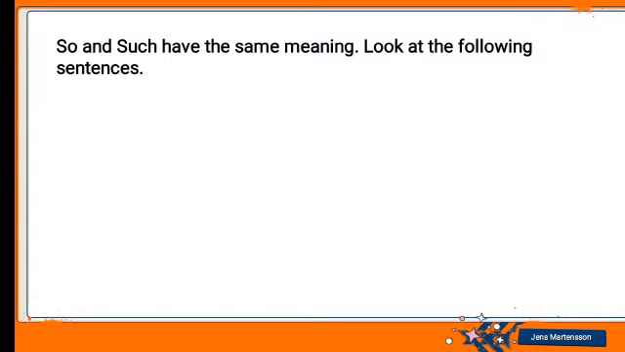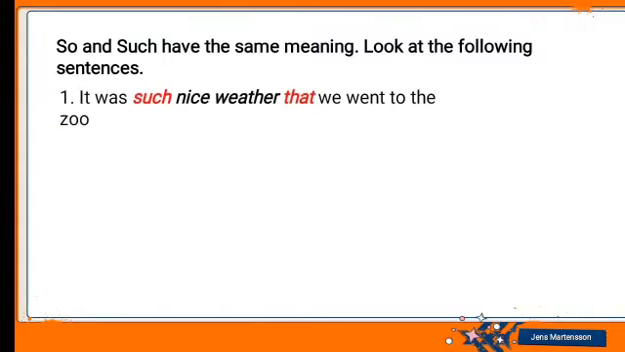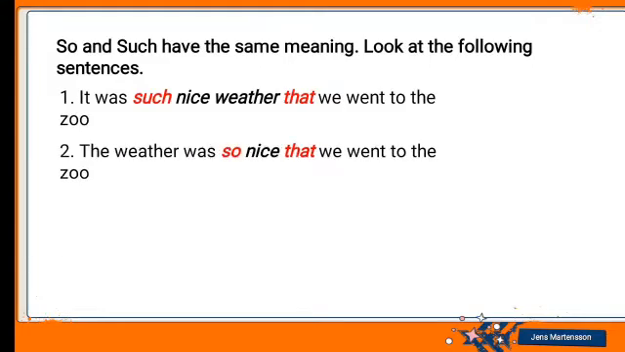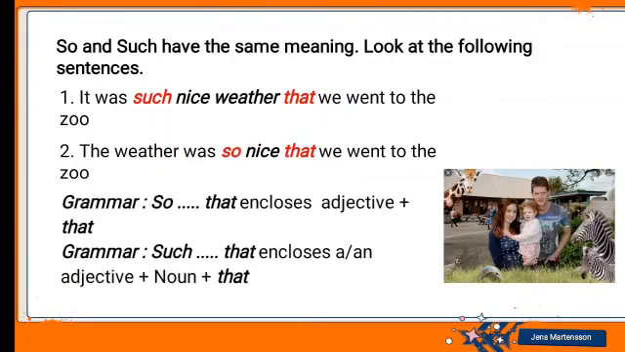Such and so have the same meaning. Look at the following sentences. It was such nice weather that we went to the zoo. The weather was so nice that we went to the zoo. Grammar: so, blah blah blah, that encloses adjective plus that. Such, blah blah blah, that encloses article a or an plus adjective plus noun plus that.